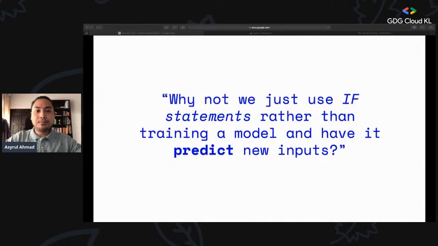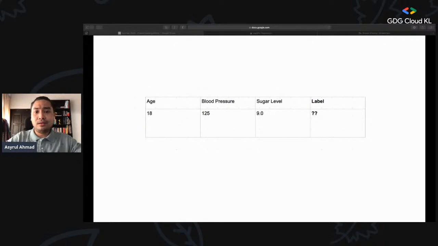All right, and you might argue, why not just use if statements rather than training a model and having it predict new inputs? This may be a valid argument because sometimes you don't need machine learning at all. That's why it's essential to understand the nature of your problem. Do you really need to use ML to solve your problem? In this case, you could define a very complex structure of if age is more than this, blood pressure is more than that, and whatnot, and give out some output.